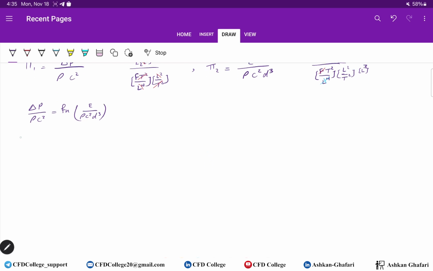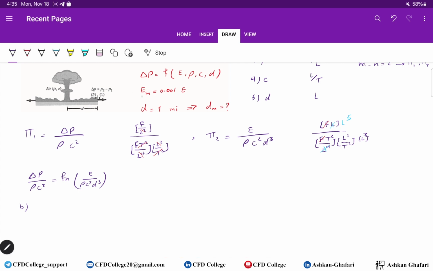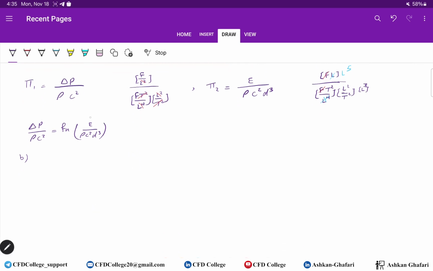For part B, similarity, we need to use similarity since we are dealing with energy and D. It's okay if we use the second dimensionless group for the similarity. So Em over rho m cm square Dm to the power 3 equals E over rho c square D cubed.